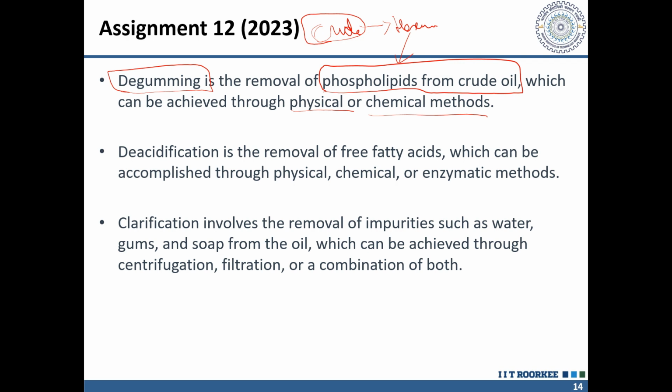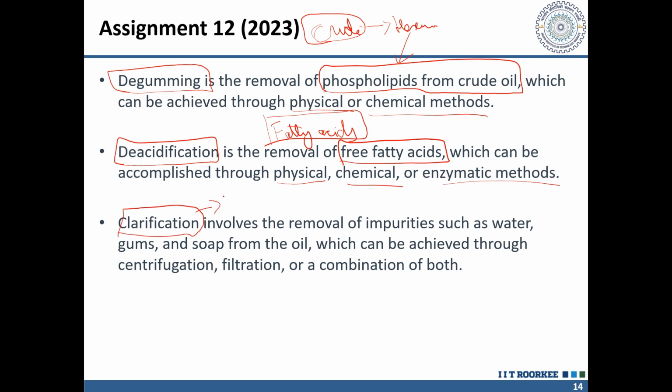the degummed oil is then deacidified because there are some types of fatty acids in the oil. So these fatty acids are not good for health. So deacidification is done for the removal of free fatty acids. This is also done by physical, chemical, or enzymatic methods. And at last, clarification of oil is done, which is also known as bleaching. So we do the bleaching of oil, clarification of oil, or we can say purification of oil. So these three methods are done to produce soybean oil.